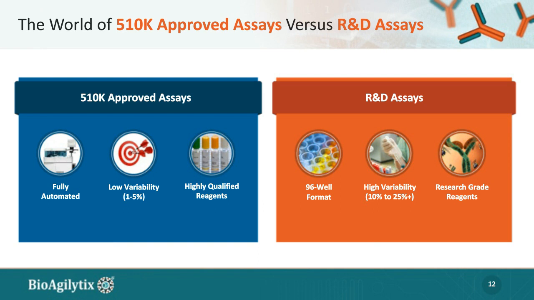If you look at the R&D assays and the R&D world that most of us live in in drug development, we use 96-well plate formats. There's high variability. We can see as much as 10 to 25% variability from lot to lot with some of these, and I have an example that I will share with you later on. And the reagents are research-grade reagents. So we take these kits that the manufacturers have put together for research, and we apply our qualification, validation, and whatever parameter testing and optimization we perform in order to use these in support of clinical trials.